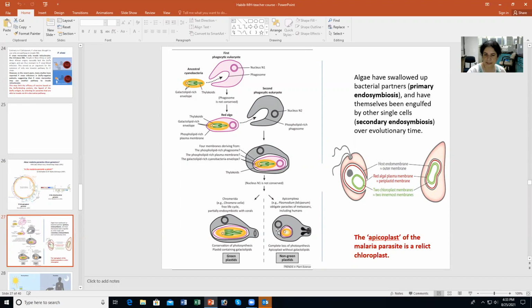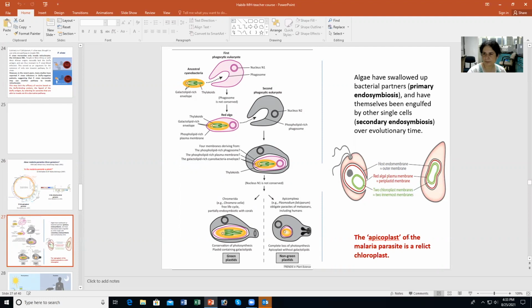It does not photosynthesize. There are intermediates such as the chromerids, Chromera, which have a partially endosymbiotic life on corals. And these organisms have retained photosynthesis. So they are also four-membrane bound, but they have retained photosynthesis. And malaria apicoplast organisms have lost photosynthesis. So this is what we are looking at currently in the malaria parasite. Complete loss of photosynthesis. An apicoplast does not have galactolipids, and these are non-green plastids. Right? So this is the organization of the apicoplast.